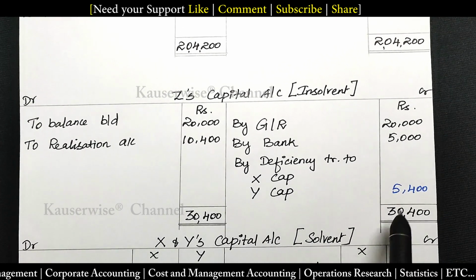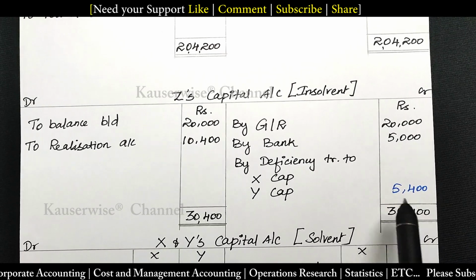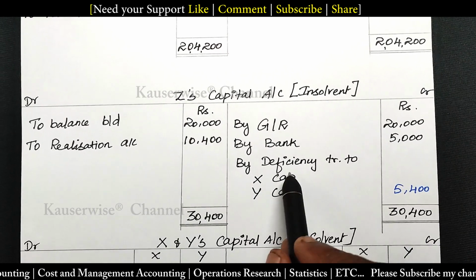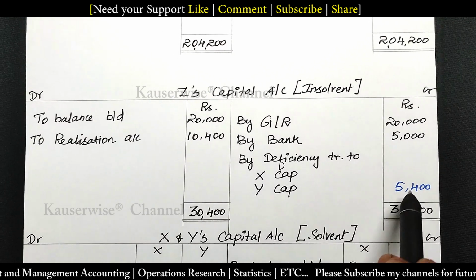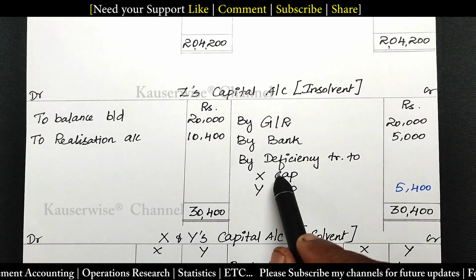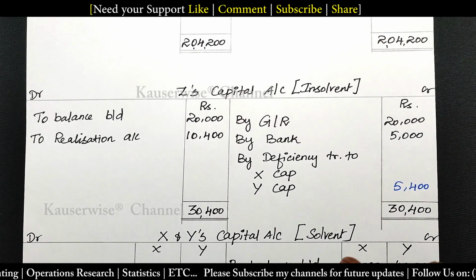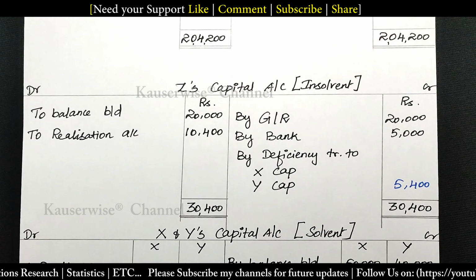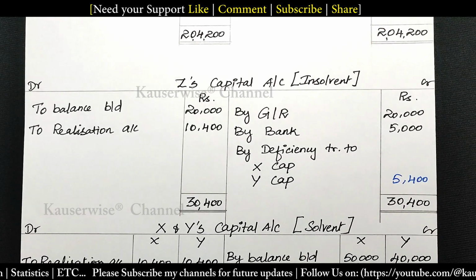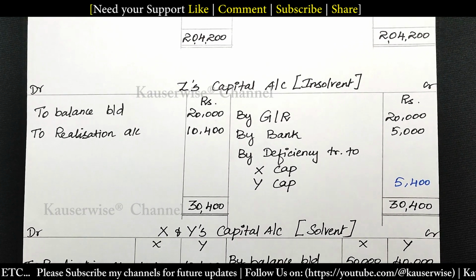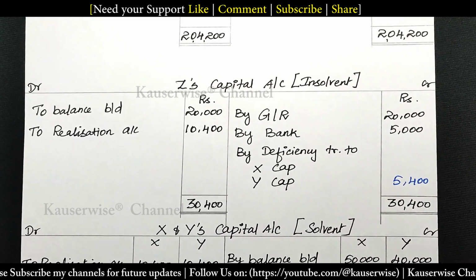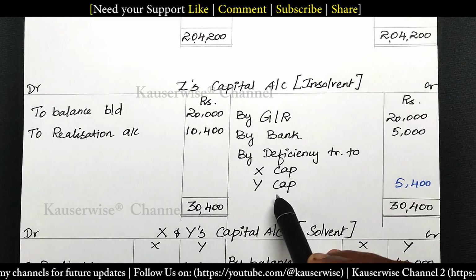So how much is the total deficiency? 5,400. This will be transferred to the solvent partners' capital account. We need to divide this amount among X and Y according to the adjusted capital ratio. Now I am going to show you how to calculate the adjusted capital ratio. After finding that, we can divide among X and Y.